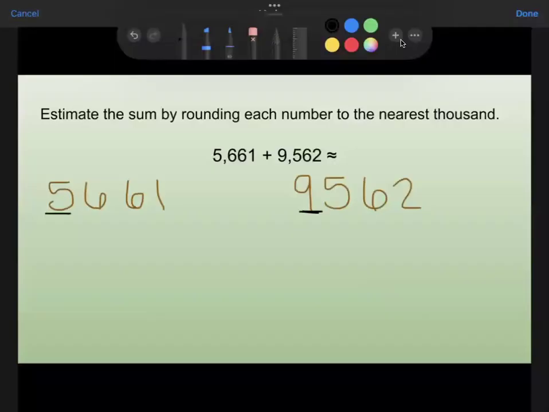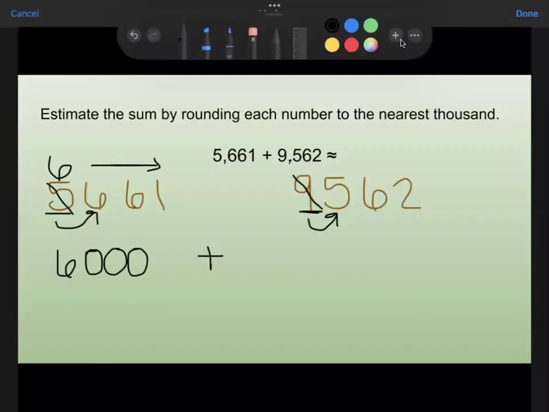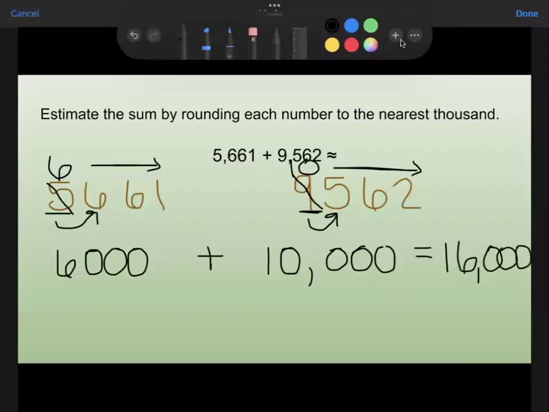Now I'm going to go back on each number and look and see what's next to it. A 6 is next to a 5, and that is bigger than 5. It's 5 or more. So that's going to raise this up to a 6, and the rest of these will become zeros. So this rounds to 6,000 plus, now if I look next to the 9, I also see a 5. So that's going to get raised up again from a 9 to another 10. And then all three of those digits become zeros. So this becomes 10,000 when I round it. Well, if I add 6,000 and 10,000, I end up with 16,000. So 5,661 plus 9,562 is about 16,000.